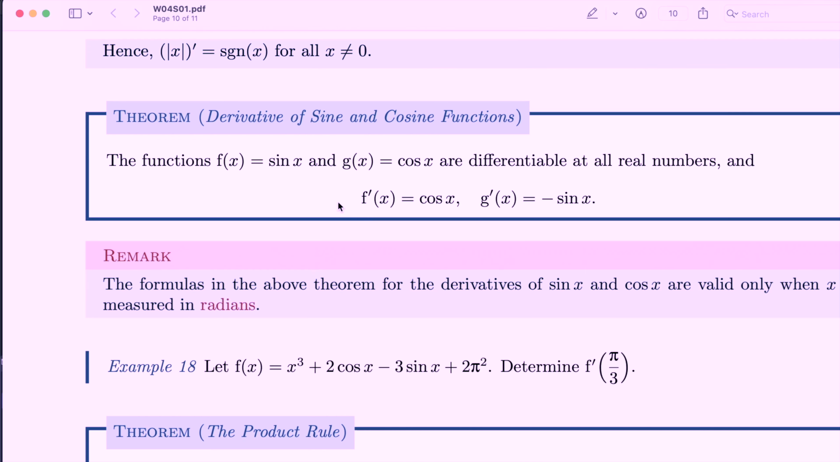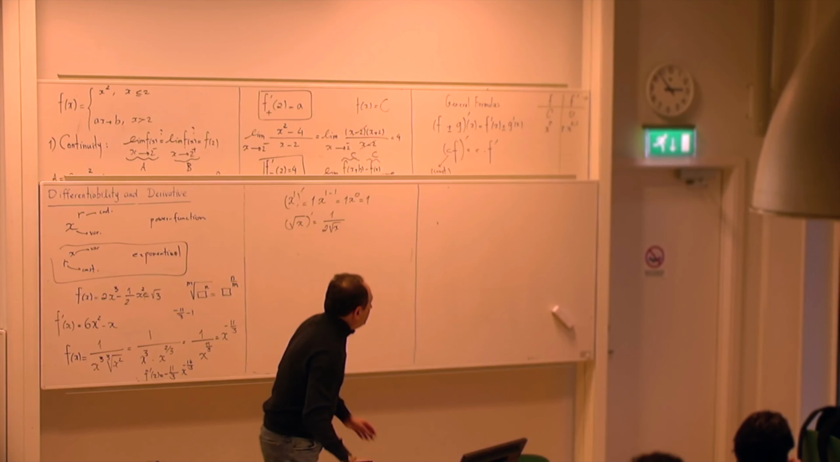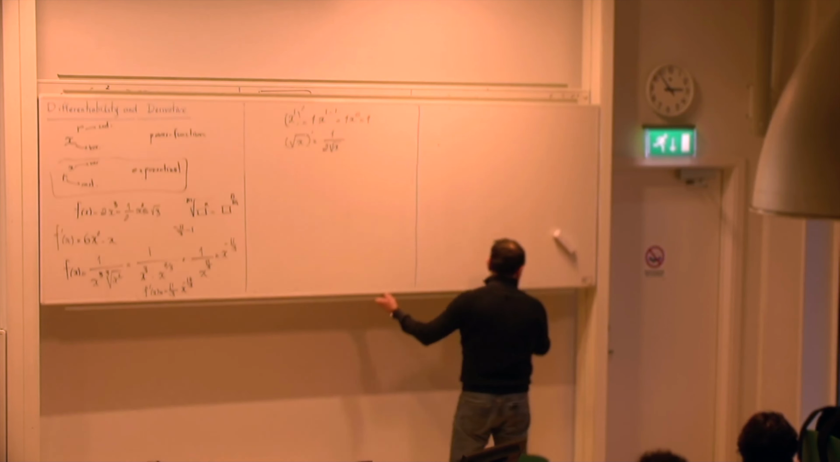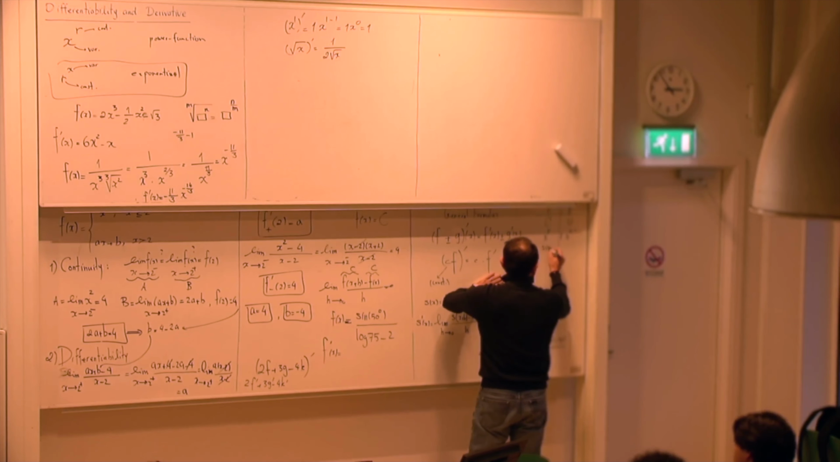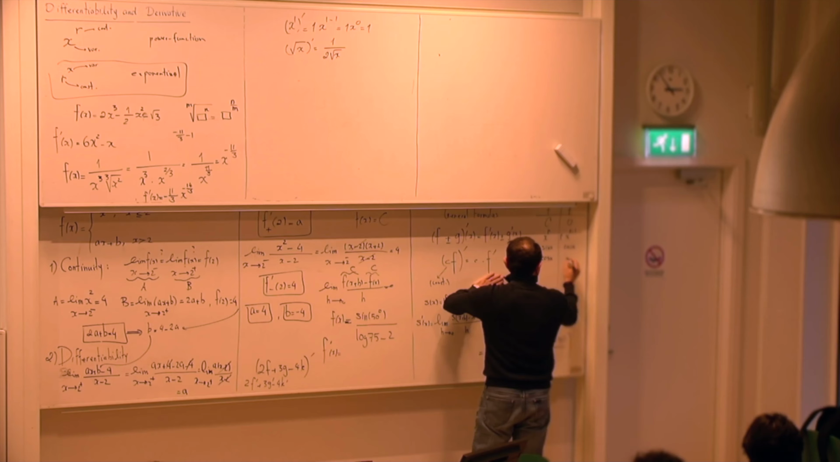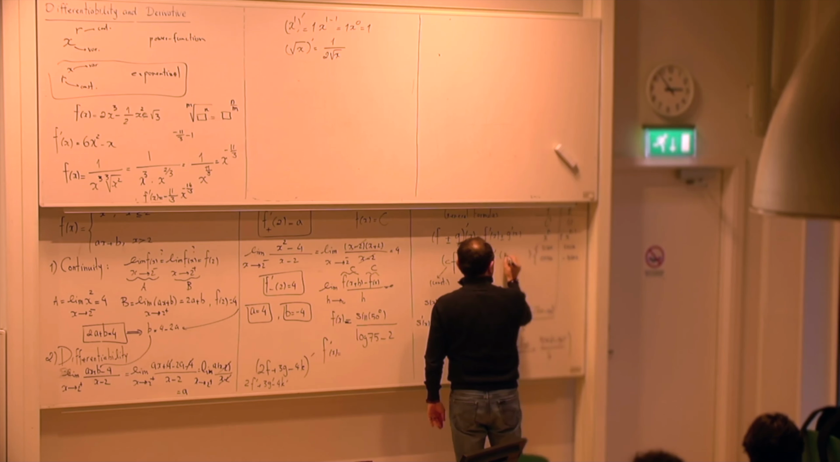Okay, so now the derivatives of sine and cosine functions. The derivative of sine x is cosine x, but the derivative of cosine x is minus sine x. So you see, we add these two to our table. Sine x, its derivative is cosine x. Cosine x, the derivative is minus sine x. It's extremely important that x is in radians.